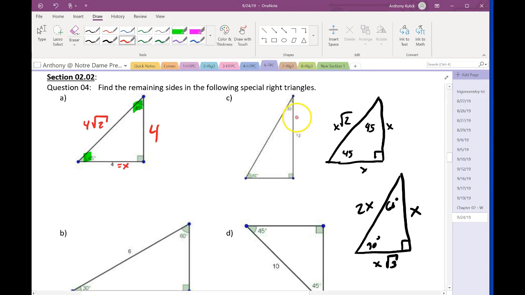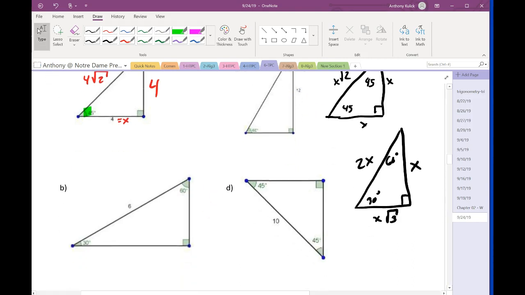For part B, this is a 30, 60, 90. So since this is the hypotenuse, this side is 2x, which in turn tells me x is 3 when I divide both sides by 2. So my x side here is 3, and my x square root 3 side is 3 square root 3.